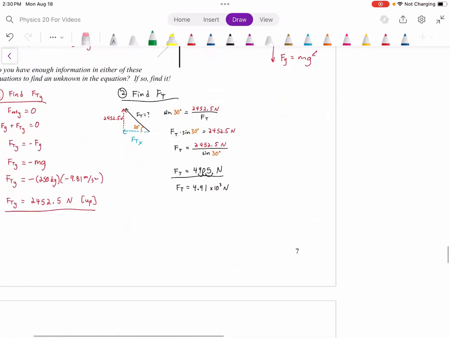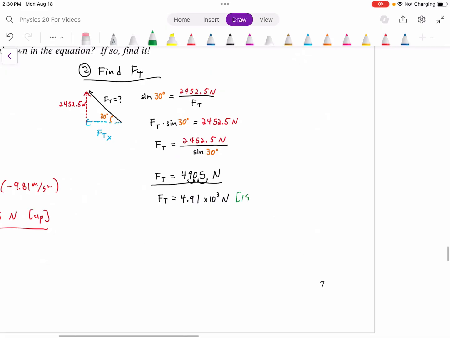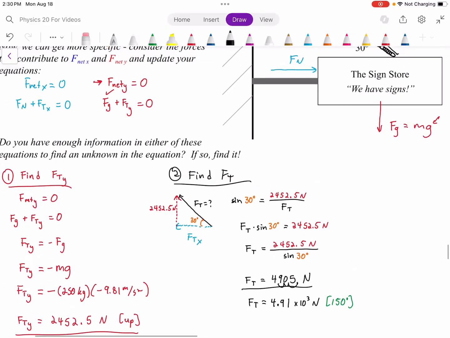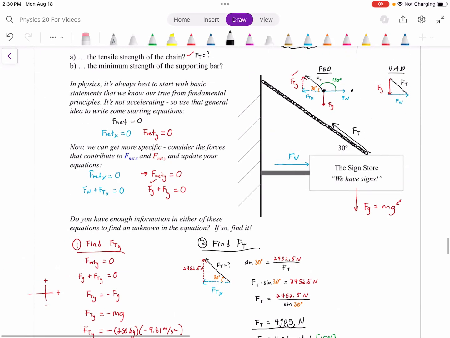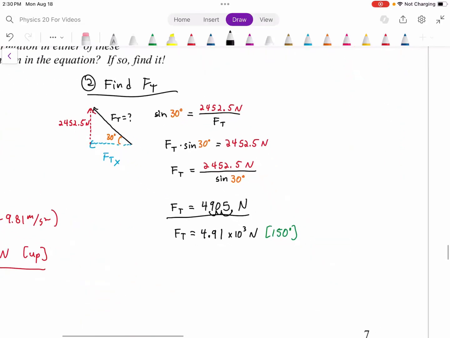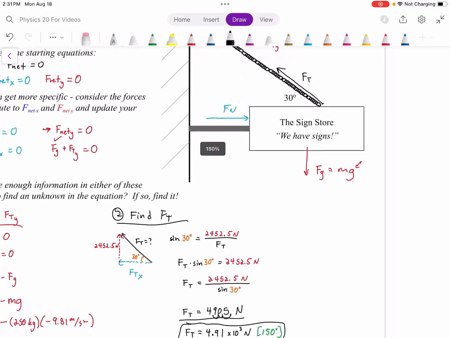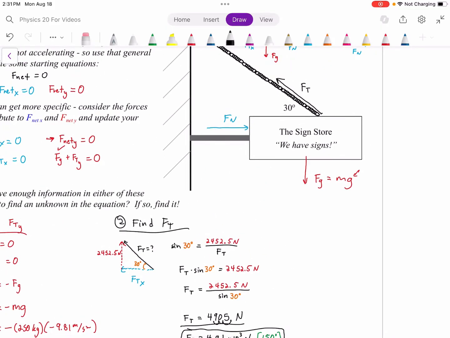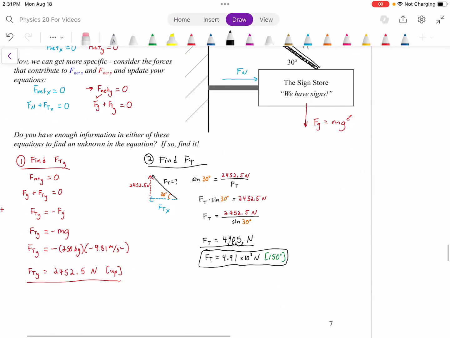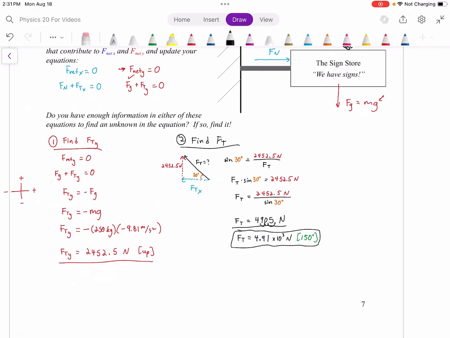Okay, I guess it didn't actually ask us for direction because it just said what's the tension the chain needs to be able to withstand. And there's our answer, right? The chain needs to be able to support this sign, a minimum tensile strength of 4.91 times 10 to the 3 newtons. This is the type of calculation that engineers are doing all the time, right? If you're building a structure, you need to figure out how strong your materials need to be to support that structure. And then, of course, you add in a little wiggle room just to be safe, okay?